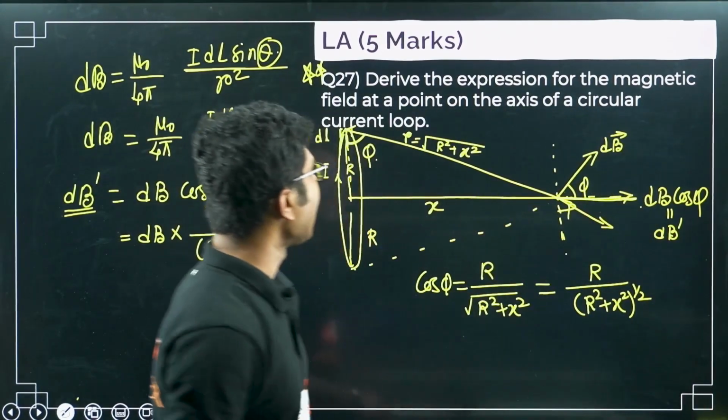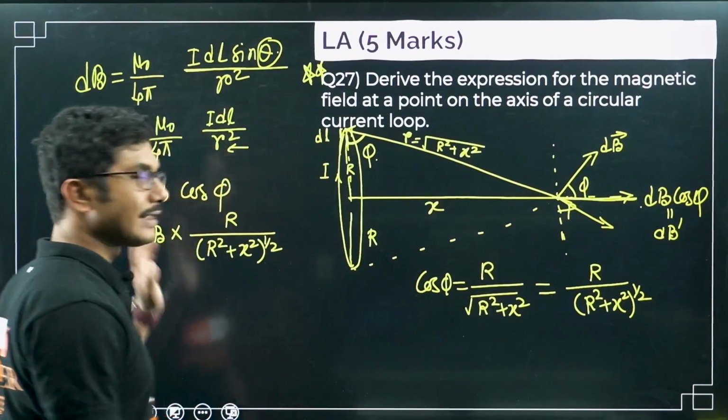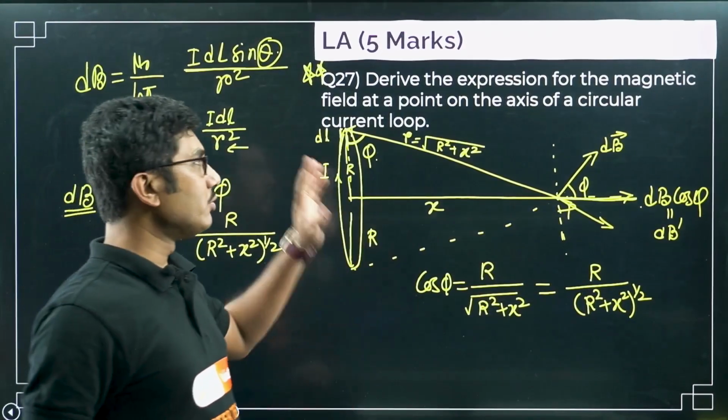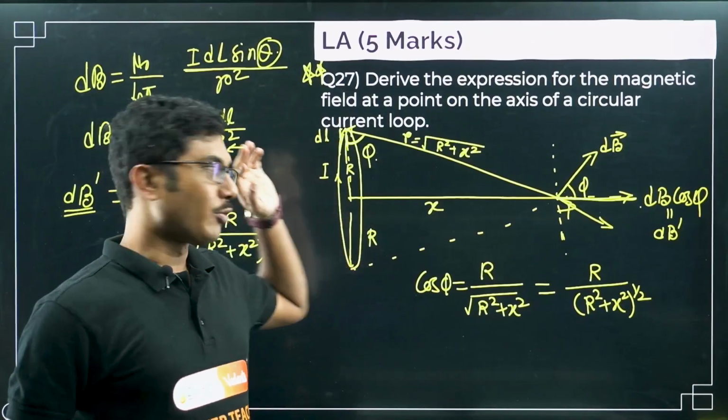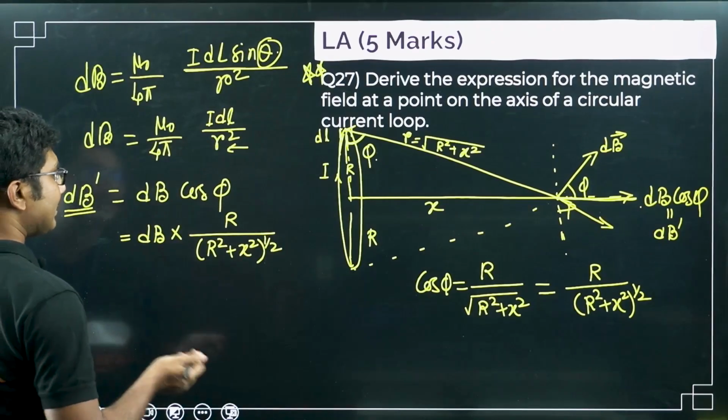We are interested in calculating this dB dash only. Okay, if you draw this diagram properly and explain all the terms inside the diagram, then that saves you a lot of time. Without explaining the proper terms, you can still proceed with the derivation, right? That is the most important thing.